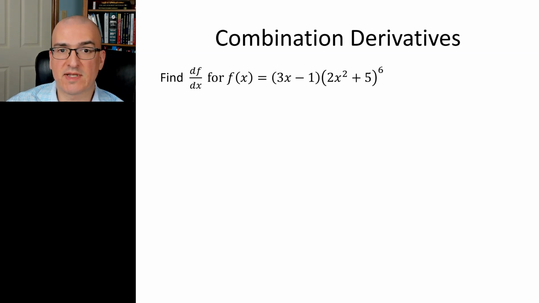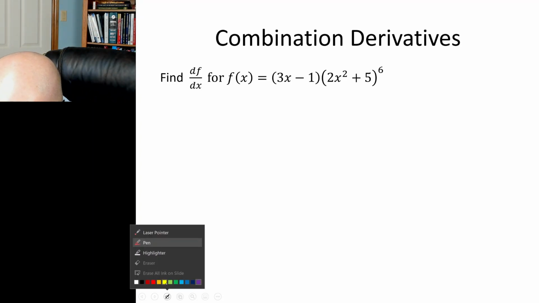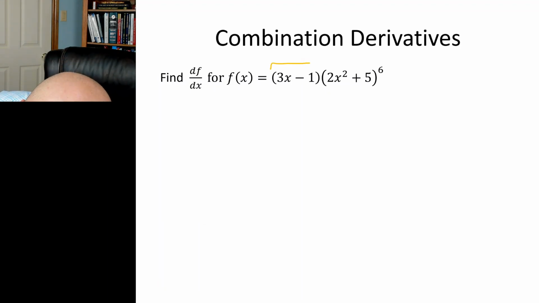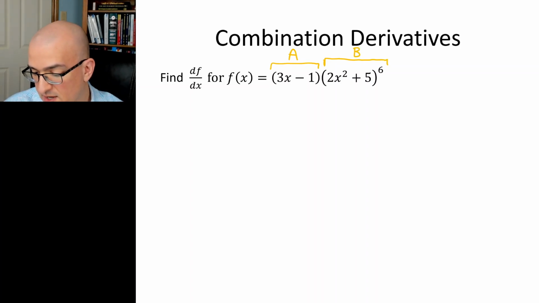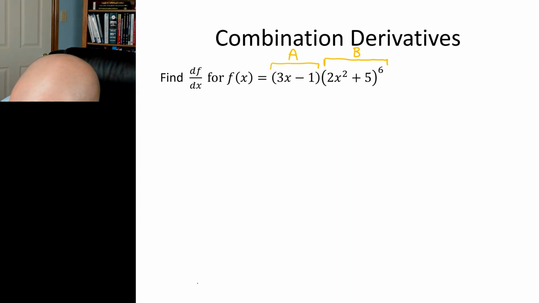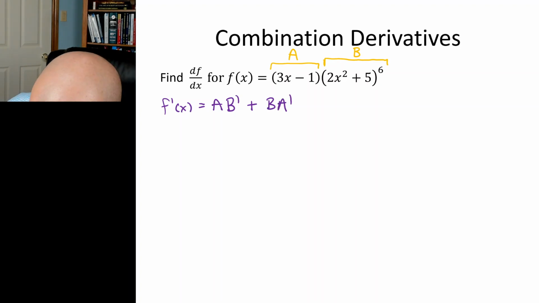Two functions multiplied together means you need a product rule. There are definitely two distinct functions multiplying each other here. The first one, which I'll call a, is the 3x minus 1. The second one, which I'll call b, includes the power 6 on it: (2x squared plus 5), all to the power 6. When we take the derivative, it's the first function times the derivative of the second, plus the second function times the derivative of the first.